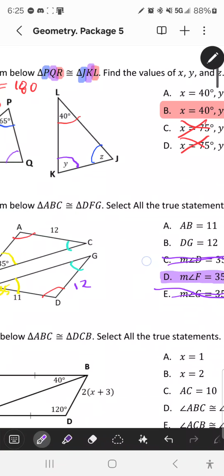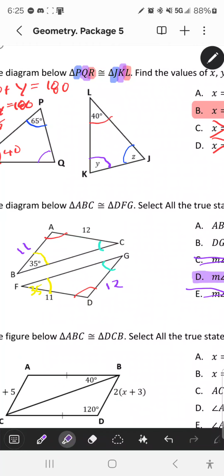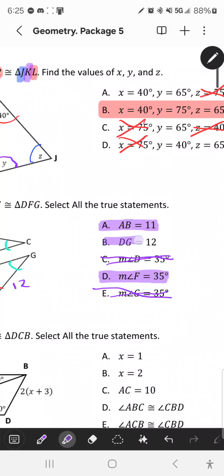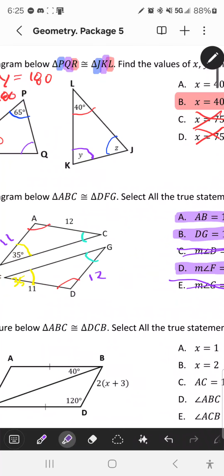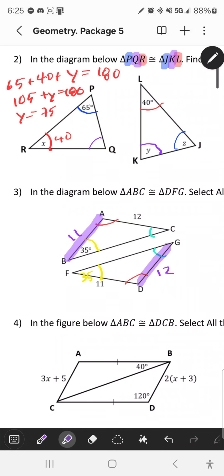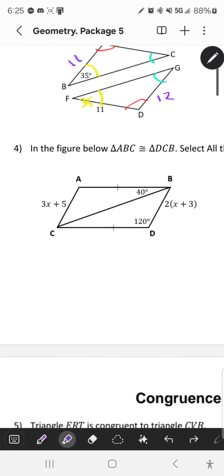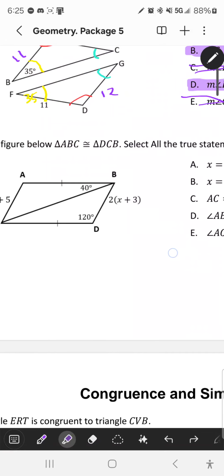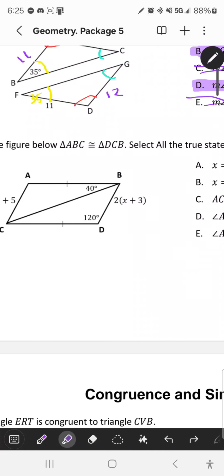And then I can say that AB equals 11. Yeah, AB is equal to 11. And then DG equals 12. Yeah, DG is equal to 12. So we did it here and here. So continue. In the diagram below, ABCD is congruent to DCB, so all true statements.